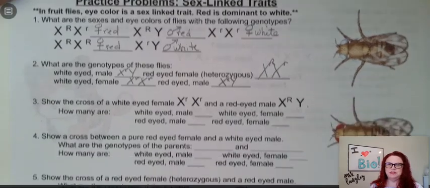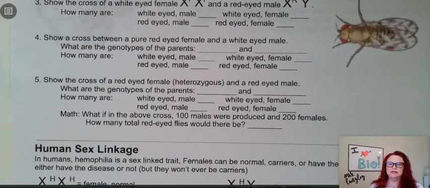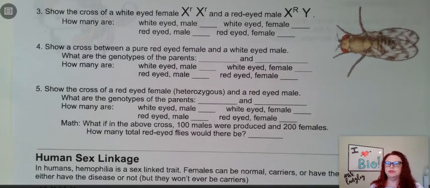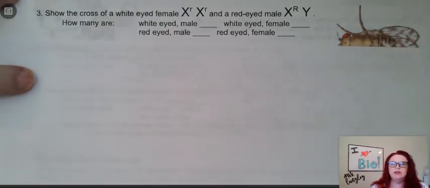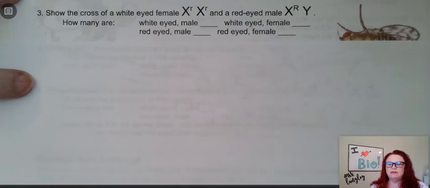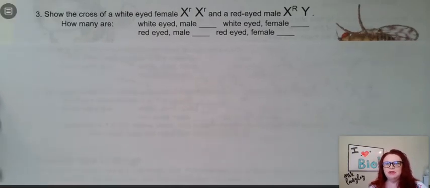Okay, let's move on to doing some crosses. We'll start with this one, number 3. Number 3 says to show a cross of a white-eyed female and a red-eyed male. Now, they happen to give the genotypes here, but even if they hadn't, we can figure those out pretty easily, because to be white-eyed, the female has to have 2 recessive alleles. And with the male, whatever we see, the phenotype, that's what the genotype is.